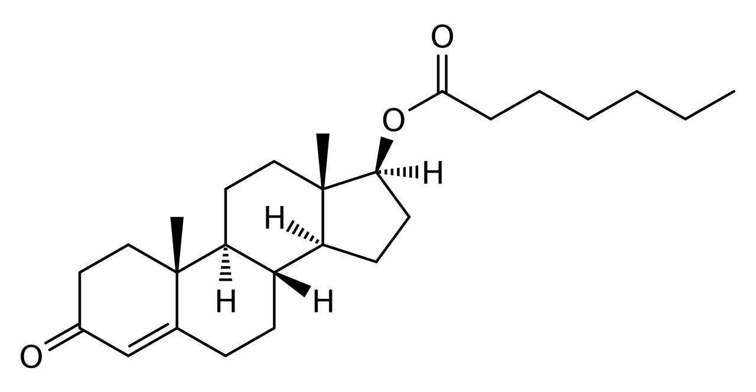History. Testosterone enanthate was first introduced for medical use in the United States in 1954 under the brand name Delatestryl. Society and culture. Generic names. Testosterone enanthate is the generic name of the drug and its USAN and BAN. It is also referred to as testosterone heptanoate.